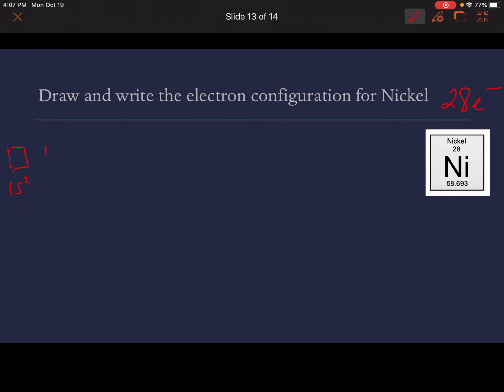So I've got 1s2, 2s2, 2p6, 3s2, 3p6, and where am I at right now? That's going to bring me to what? 2, 4, 6, 8, 10, 12, 14, 16, 18. So I need 10 more. So now I'm going to go back to that chart.